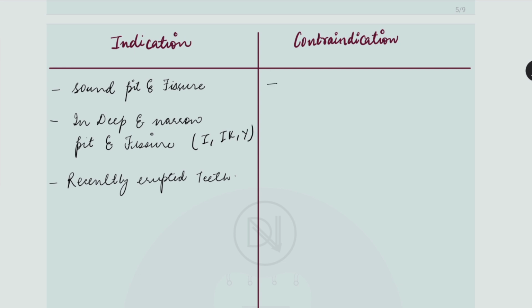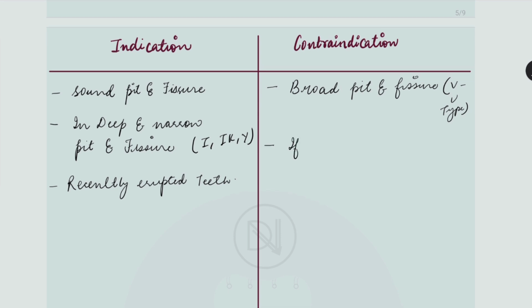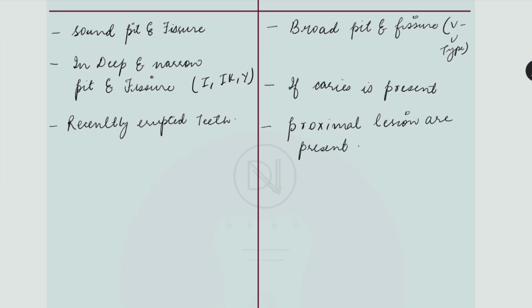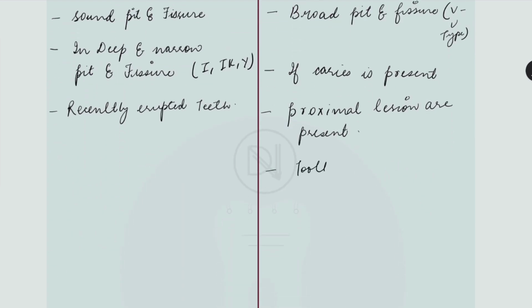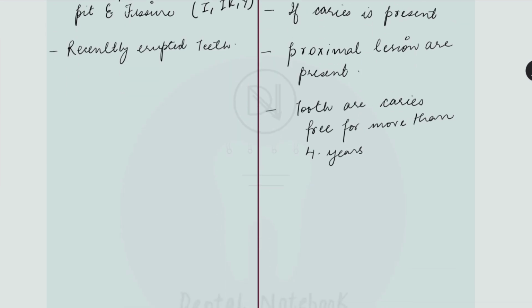Now contraindication, it is contraindicated in broad pit and fissure, like V and U type. It doesn't require any kind of treatment. Again, if caries is present, or any kind of proximal lesions are present, and if the tooth is caries free for more than 4 years, then also no need to put pit and fissure sealants.